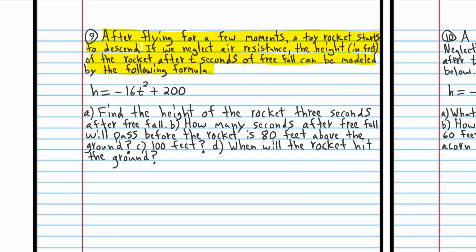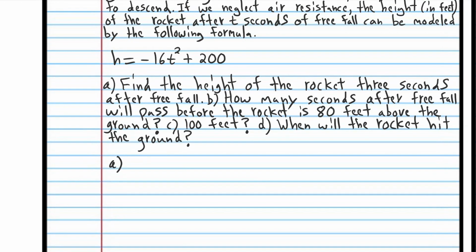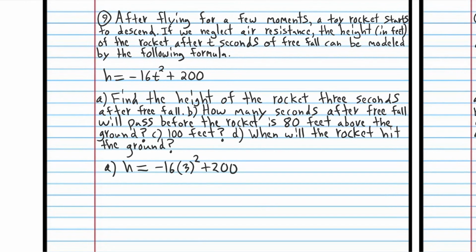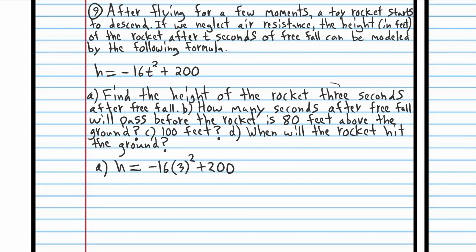Let me just get rid of this highlighter. So for part A, let me just go over what this equation means. What this means is we have the height. This is the height after a certain number of seconds after free fall. So when an object starts to fall, for part A, h is equal to -16 times 3 squared plus 200, because it wants to know 3 seconds after free fall, so we plug in 3. All I did with this equation is plug in 3 for t, and then I'm just going to figure out what h equals.